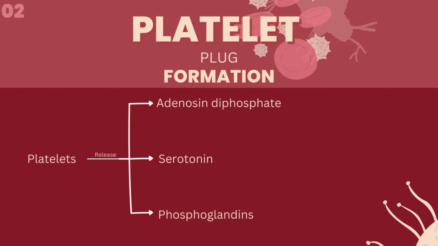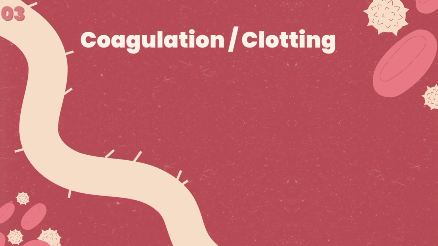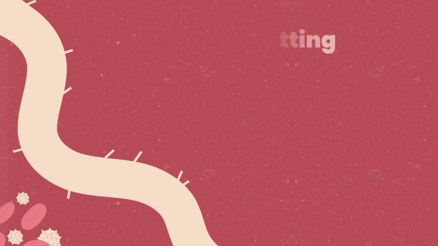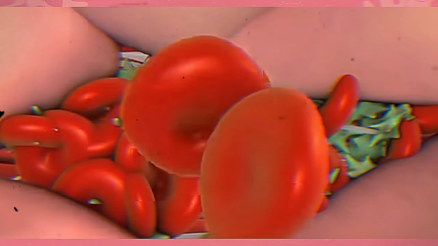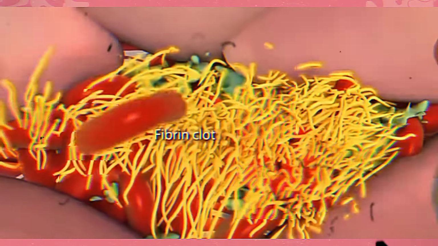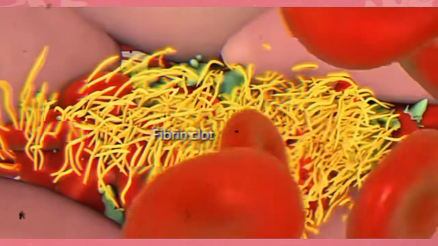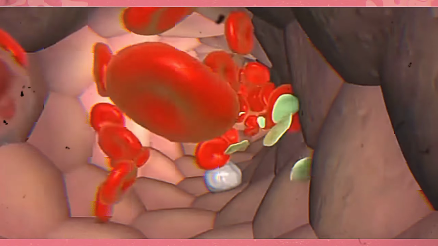The third and final process we have is coagulation, also known as clotting or formation of a blood clot. Now, this is a process that involves a complex cascade of events and that involves a bunch of clotting factors. The goal of this process is to form a fibrin mesh that holds the platelet plug in place so that healing can take place as efficiently as possible.